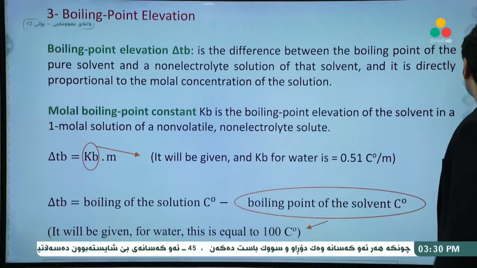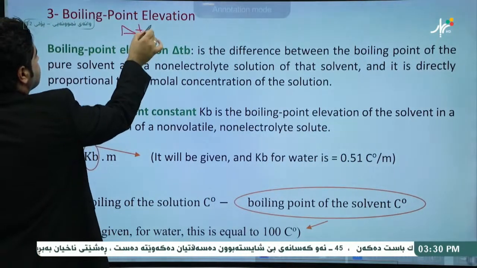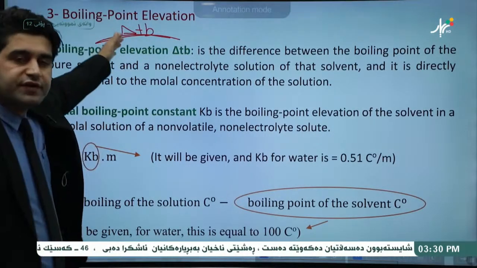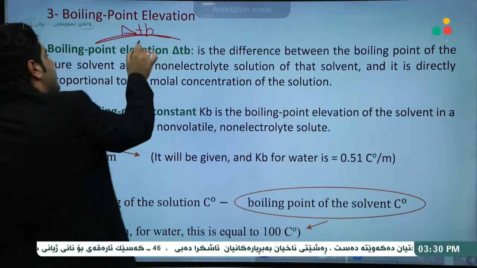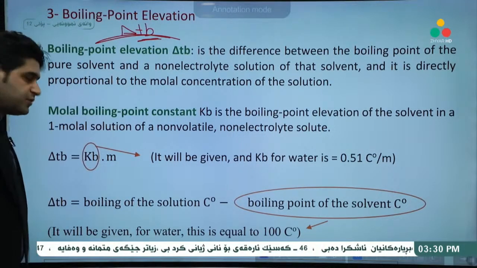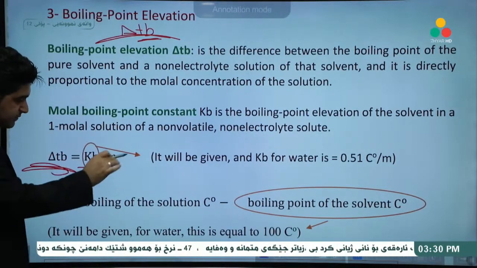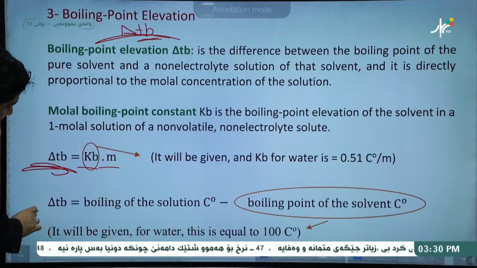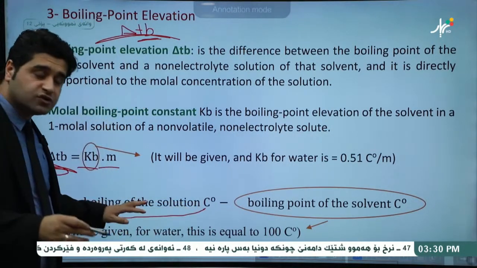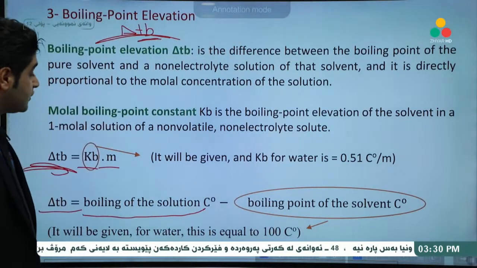Boiling point elevation, we mean by it delta TB. We have the same equations as in the case of freezing point, but we're going to change only F to B. Delta TF becomes delta TB, which is equal to KB times molality. And delta TB is equal to the boiling point of a solution, instead of the freezing point of a solution, minus the boiling point of a solvent, instead of the freezing point of a solvent.